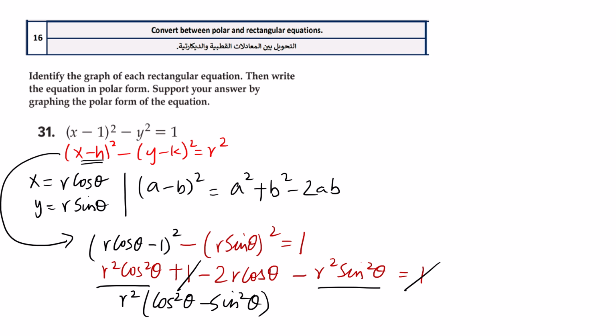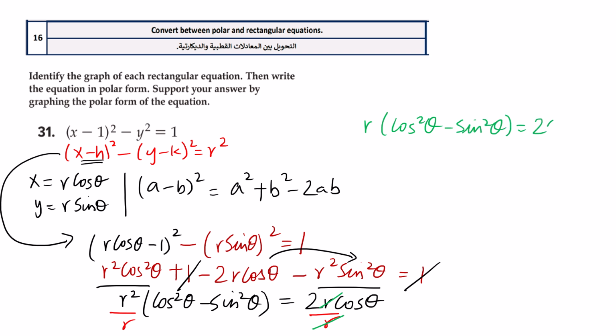1 and 1 is going to cancel. This I'm going to move on the other side, so it becomes positive. Now what can I divide? Both sides r is common. Divide by r. This r goes. 1 r is remaining here, so in the next step of simplification I'm left with r multiplied with cos square minus sin square is equal to 2 cos theta.